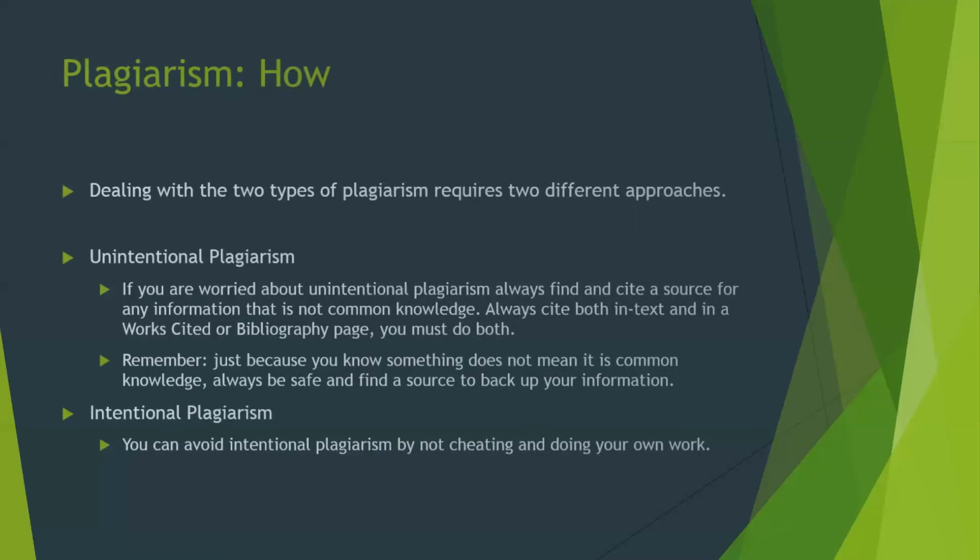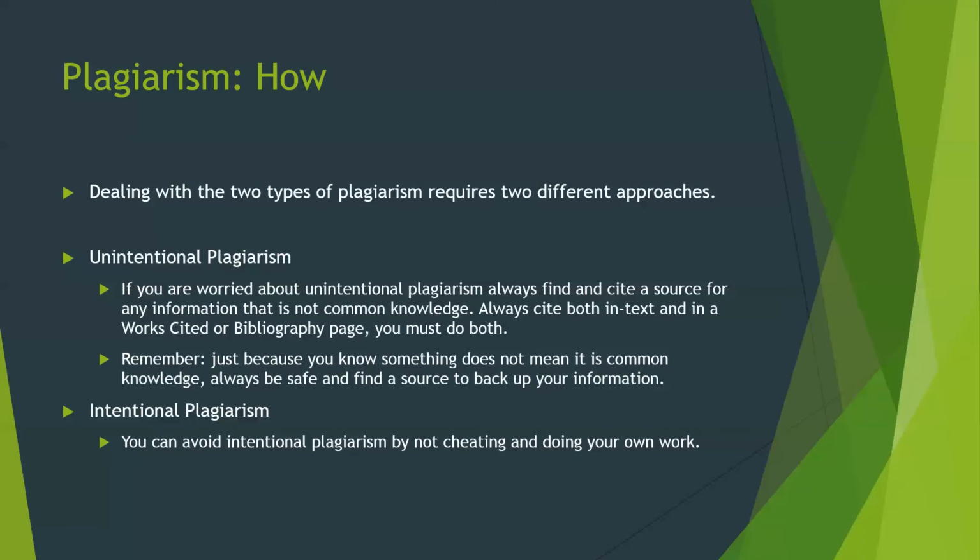So, now that we know what it is, how do we avoid it? Well, because they're kind of different in how they come about, you deal with them in different ways. If you're worried about unintentional plagiarism, always find and cite a source for any information that you have in your essay that isn't common knowledge, right? So this means you have to cite both in text and in a works cited bibliography page. You have to do both of those in order for it to be properly cited and not risk plagiarism.